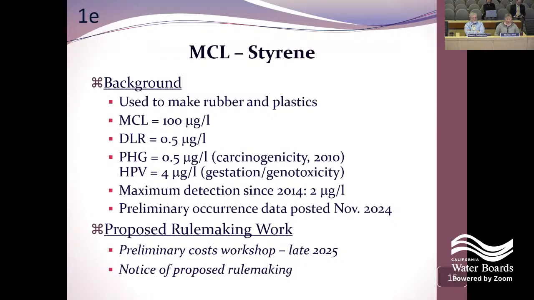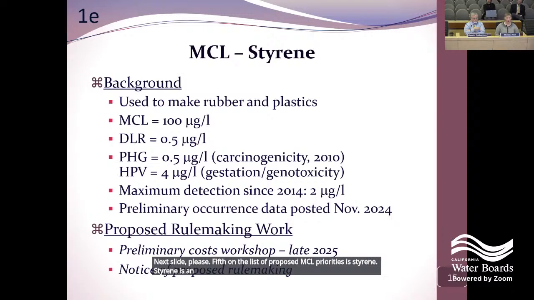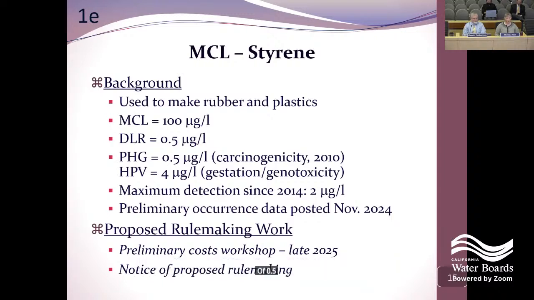Fifth on the list of proposed MCL priorities is styrene. Styrene is an organic chemical, a precursor to polystyrene, and widely used to make rubber and plastics. Styrene currently has a maximum contaminant level of 100 micrograms per liter and a detection limit for purposes of reporting set equal to the public health goal of 0.5 micrograms per liter.